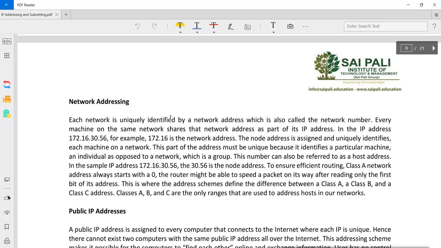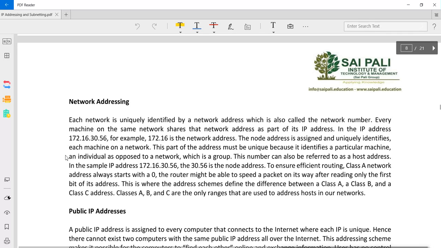Here it is also saying something about network addresses. As I said, if the host bits are on, it is a broadcast, and if the host bits are off, it is a network address. Each network is uniquely identified by its network address, also called the network number, and every machine on the same network shares that network address as a part of its IP address.